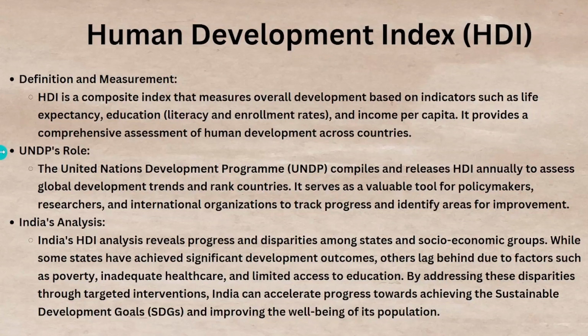Okay. UNDP's role. There is a very big organization called the United Nations Development Program. They will compile and release HDI annually, which means every year they will do all these surveys and take this data, how the world is developing in everything, and they will assess global development trends and rank countries, which will give rankings. It serves as a valuable tool for policymakers.